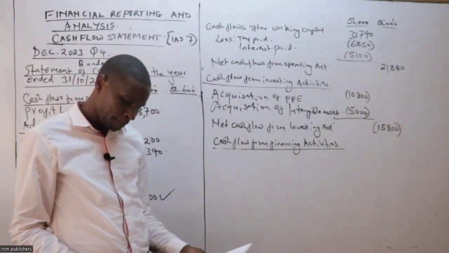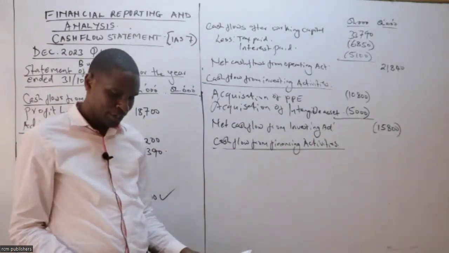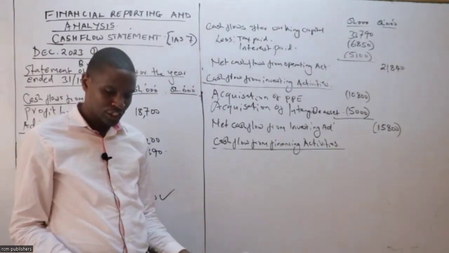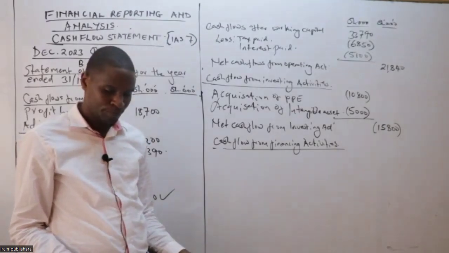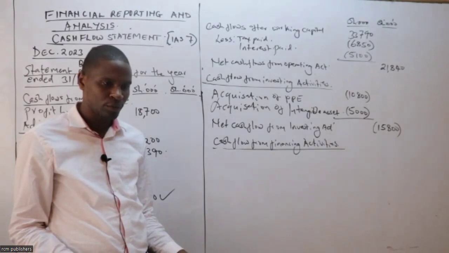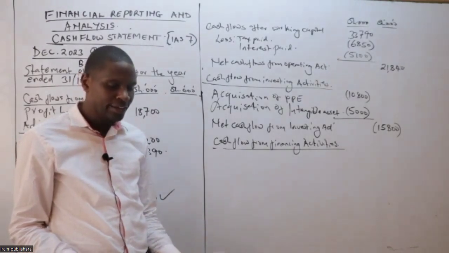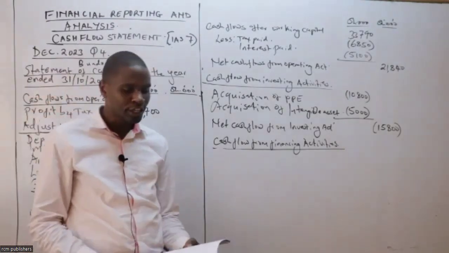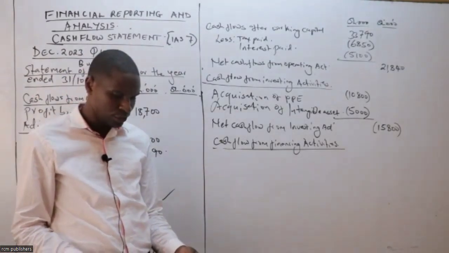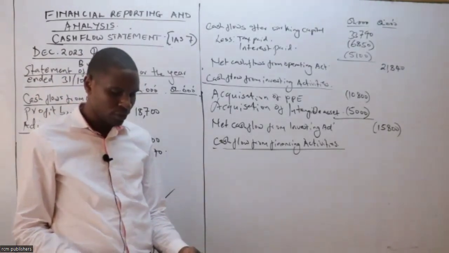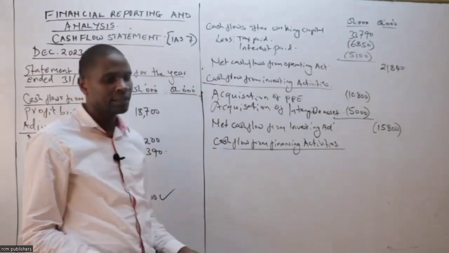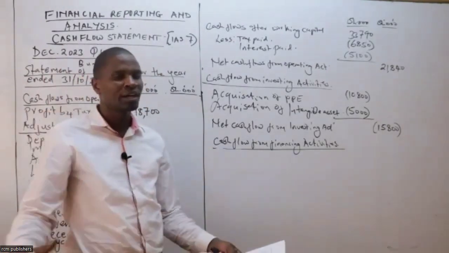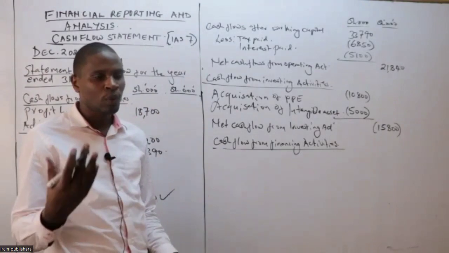We have ordinary share. If you look at the start, ordinary share capital value was how much? 32,000. I don't know whether you can see that. Then at the end, how much is ordinary share? Did they issue shares? And do we have any other information that is talking about the ordinary share? Remember, ordinary share and share premium are cousins. You can combine them or you can work them separately.